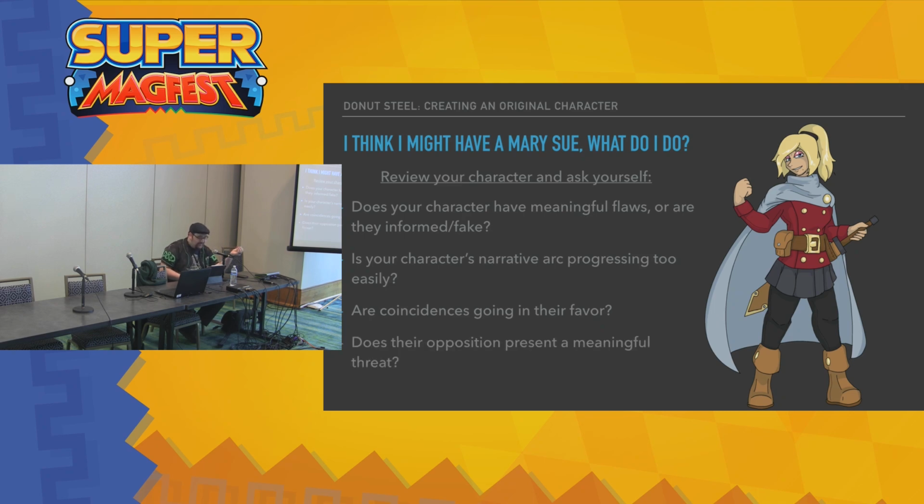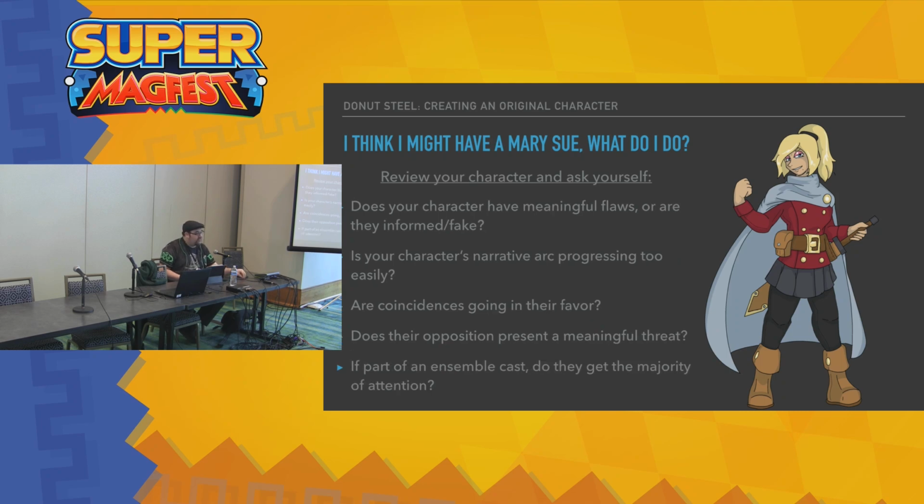And does their opposition present a meaningful threat? Always important, because it's very rare that a character runs into opposition and just trounces them immediately. Removes the threat's agency. While it's good to make the character seem powerful, being powerful is something you build up to. You can't just give it to them.